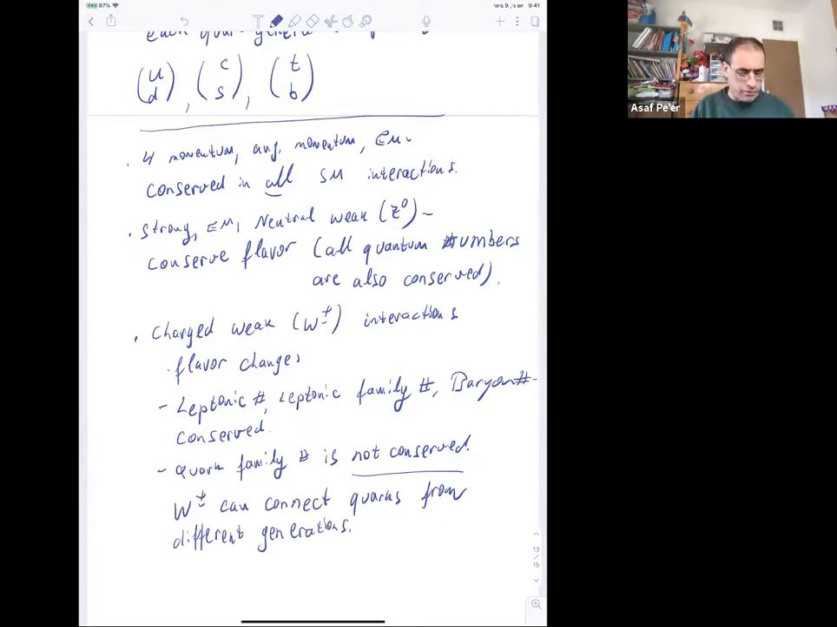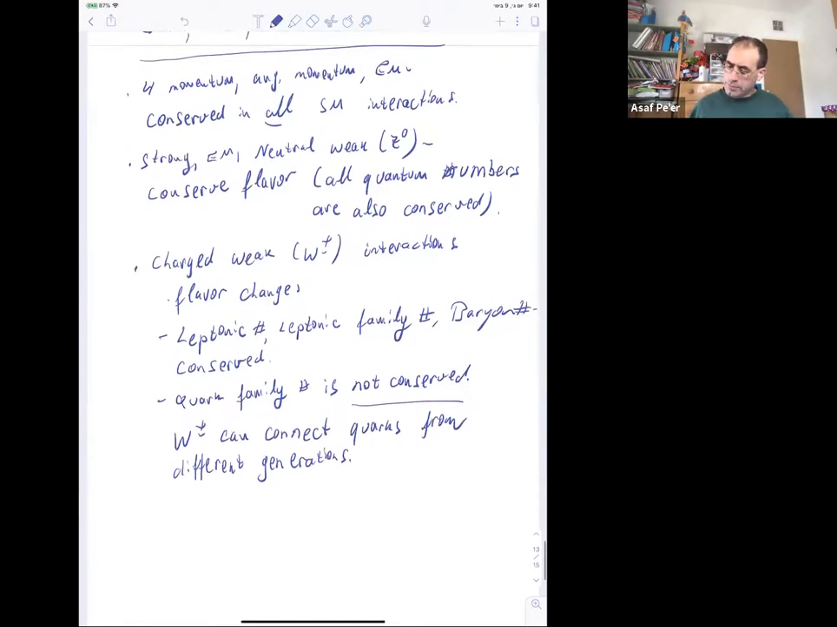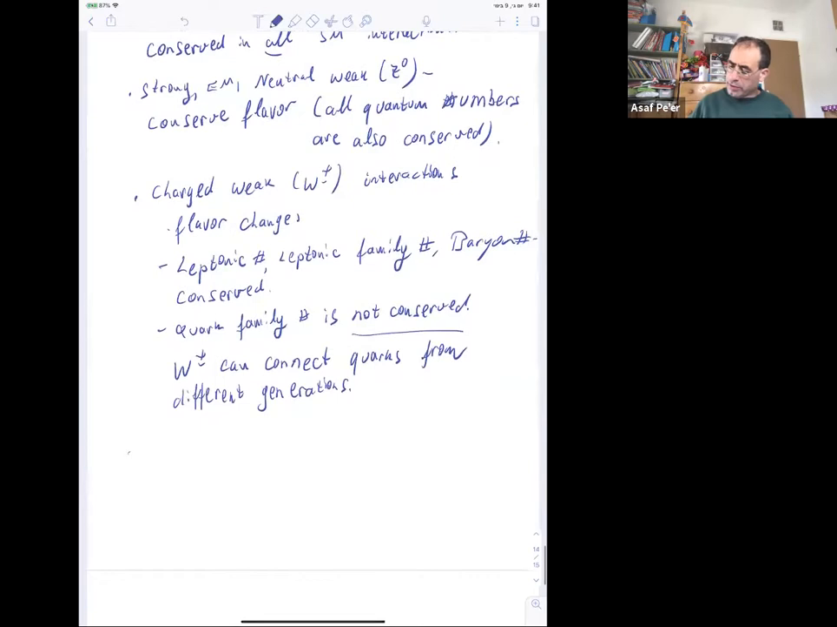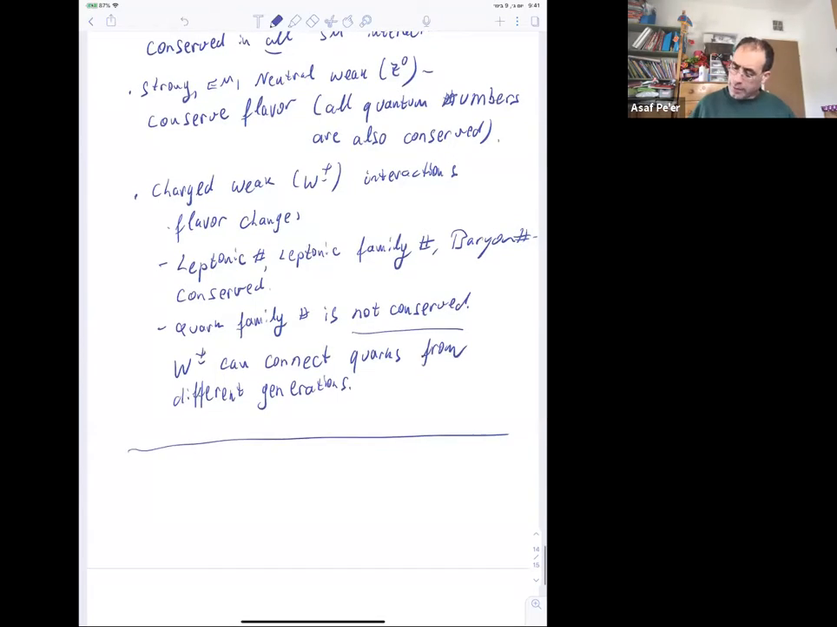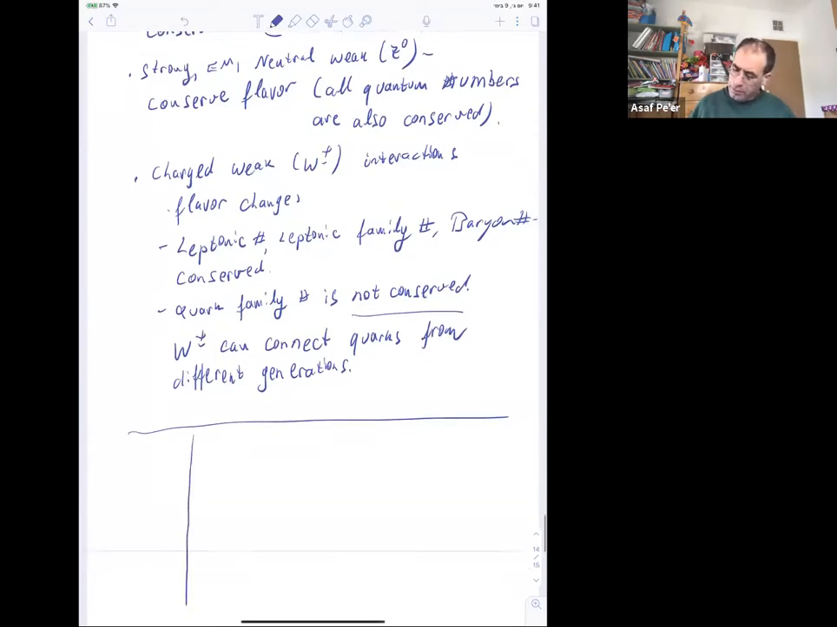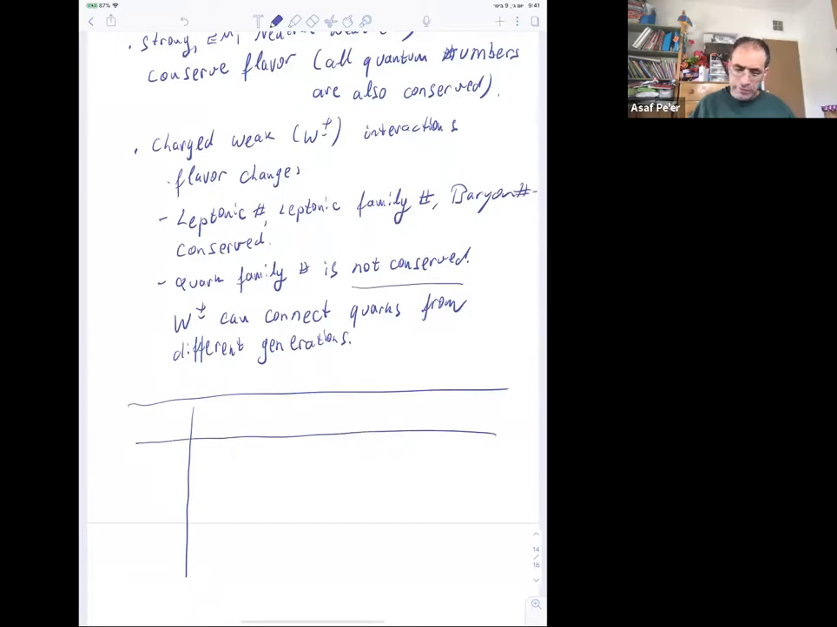It's true for the quarks, not for the leptons. So to make a small table summarizing everything. The table will go something like that. We have the strong, we have the electromagnetic, we have the neutral weak, and we have the charged weak.